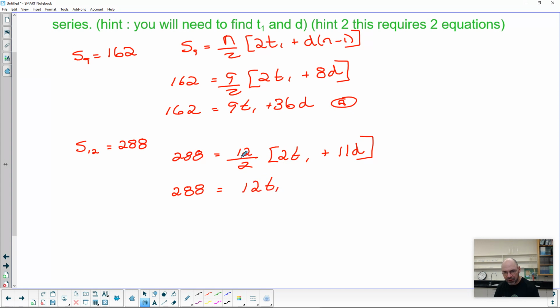Okay, and then this one's going to be 12 times 11, or in this case, 6 times 11D, because this would be just a 6, right? So that's 66D.